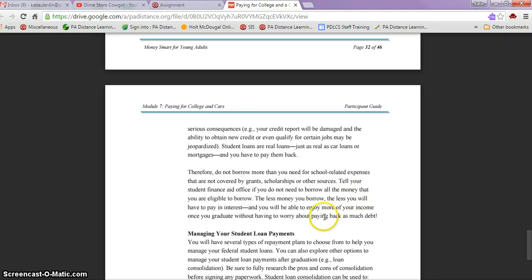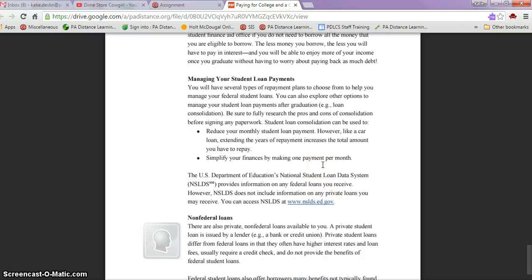Managing your student loan payments. You will have several types of repayment plans to choose from to help you manage your federal student loans. You can also explore other options to manage your loan payments after graduation, for example, loan consolidation. Be sure to fully research the pros and cons of consolidation before signing any paperwork.